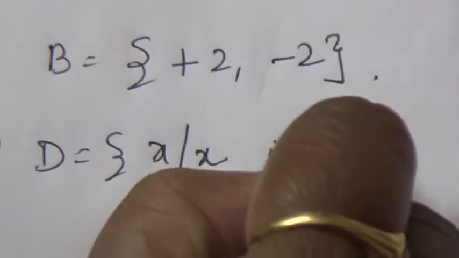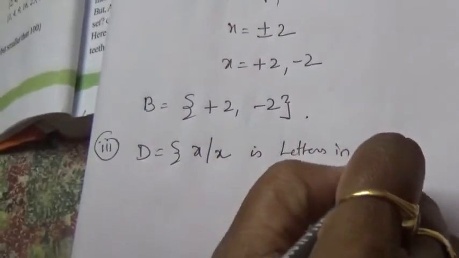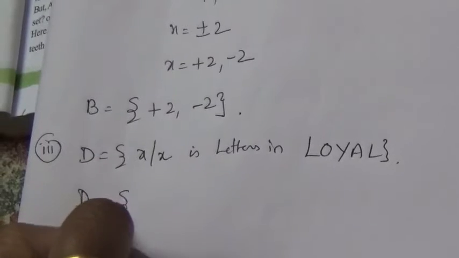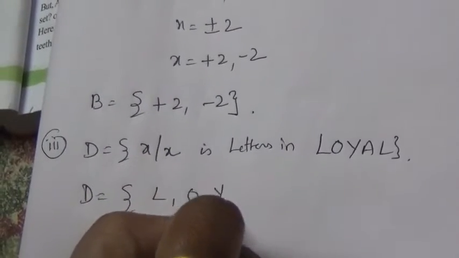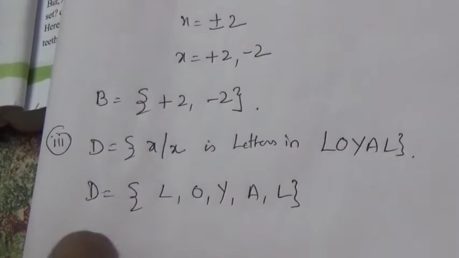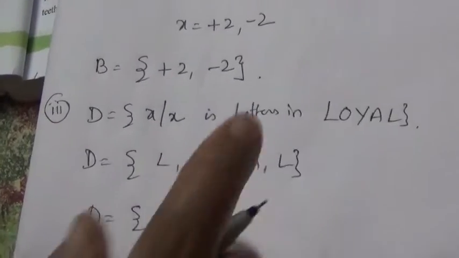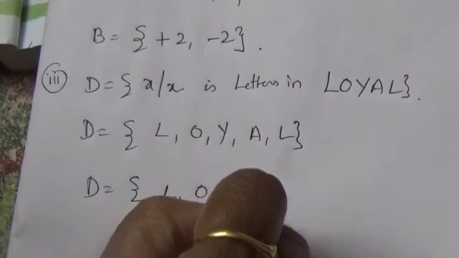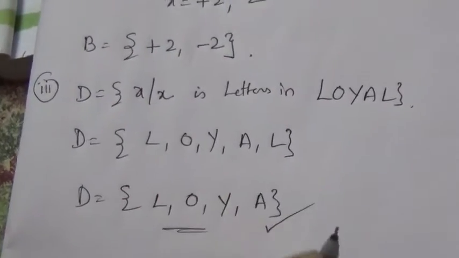And the third sum, that is D is equal to x colon x is a letter in the word LOYAL. D is equal to L O Y A L. So repeated terms have to be written only once, L comma O comma Y comma A. It is the final answer, right?